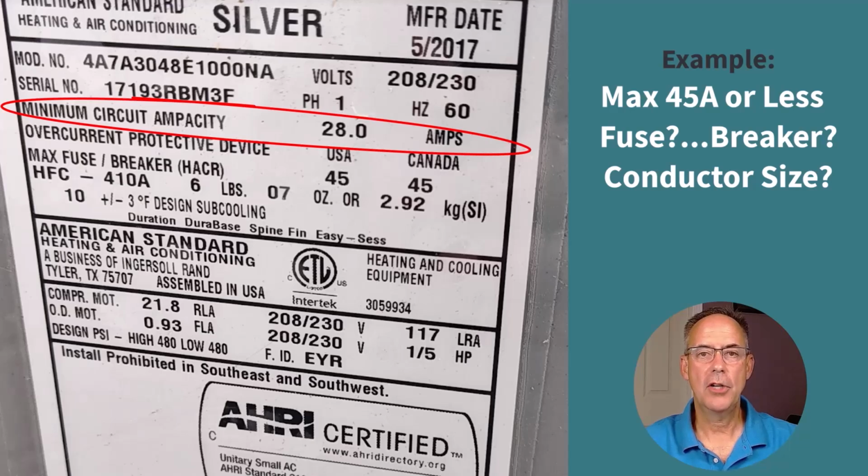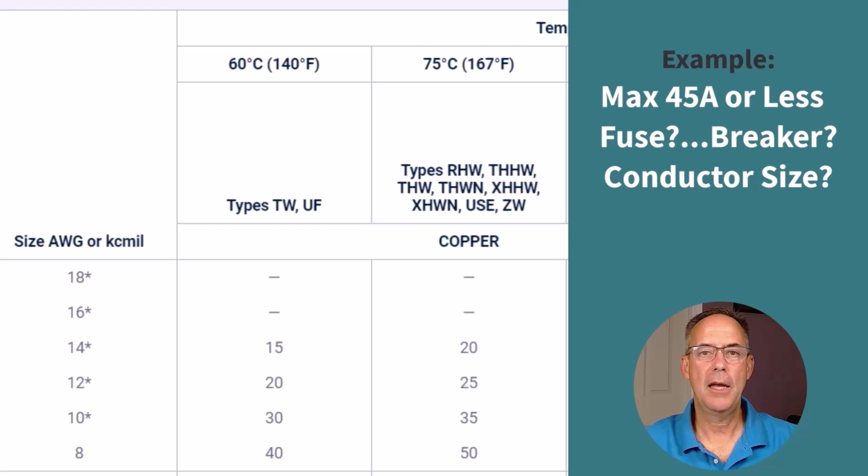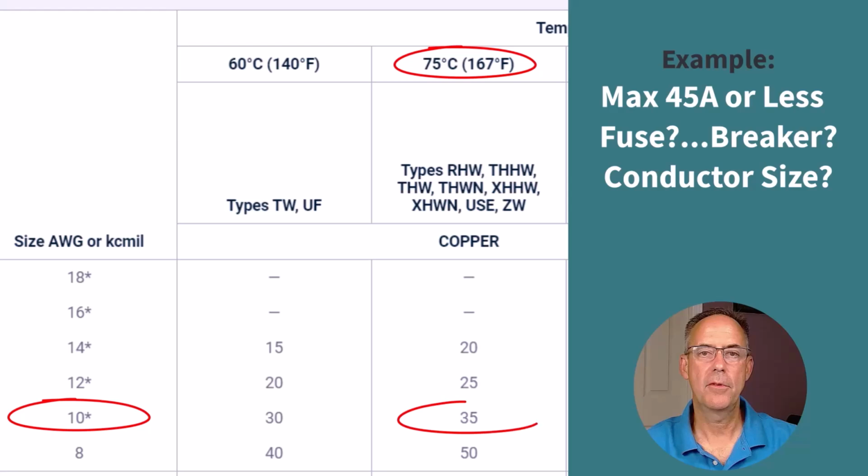So let's go over to our chart and see what our minimum circuit ampacity is based on 310.16. Based on table 310.16, we see that a number 12 would only be able to handle 25 amps. So we would have to go with a number 10, and a number 10 in the 70C column would be 35 amps. So that would be plenty for this installation.